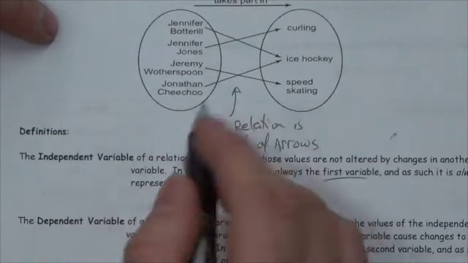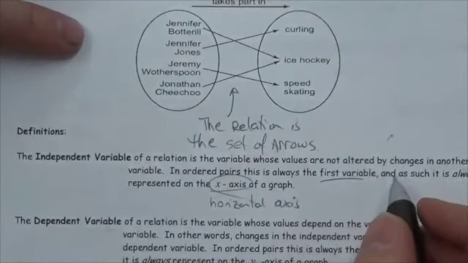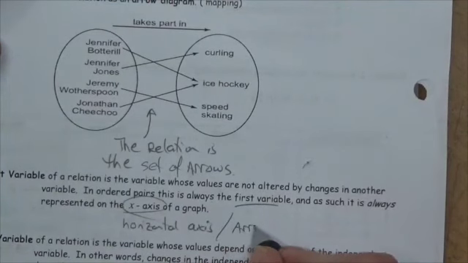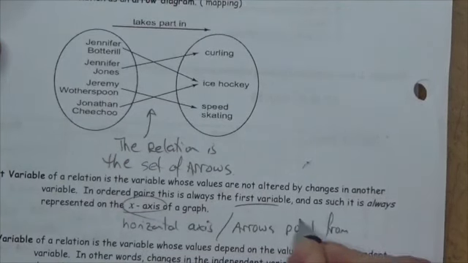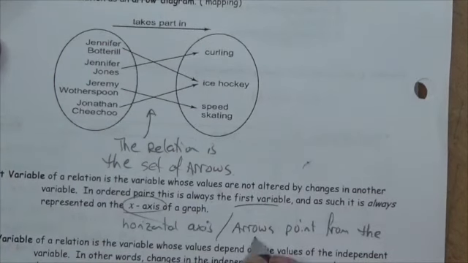The arrows here, in our arrow diagram, point from the independent variable.